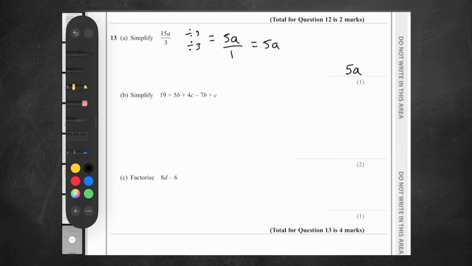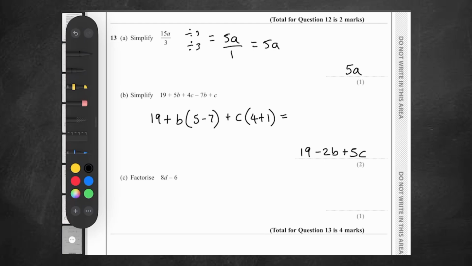Part B, simplify 19 plus 5b plus 4c minus 7b plus c. So all we need to do here is group all the letters together. So this is going to be 19 plus b lots of 5 minus 7 plus c lots of 4 plus 1. All I've done there is join the b's and the c's together, and that is going to be 19 minus 2b plus 5c.